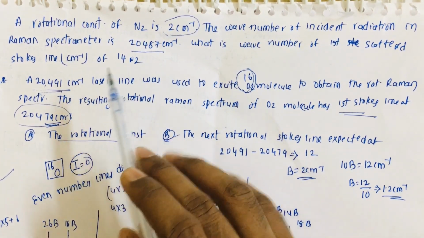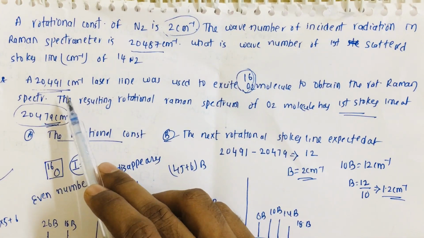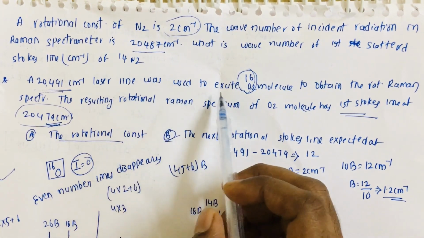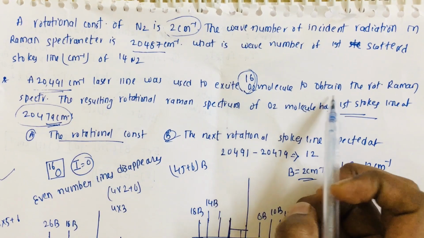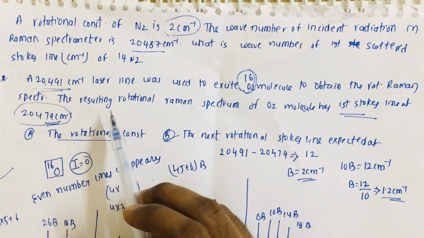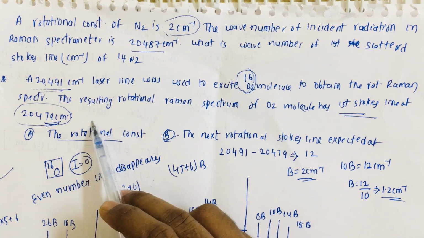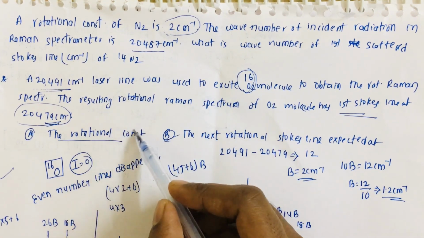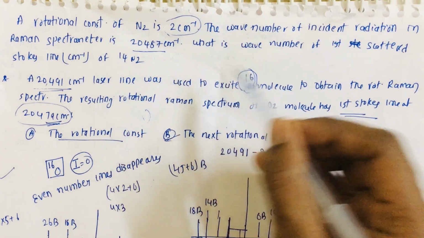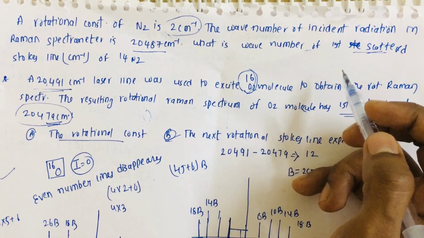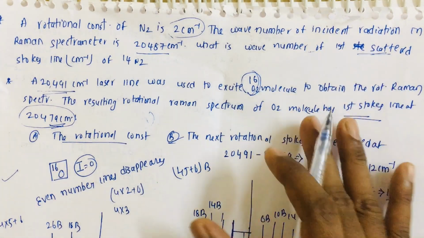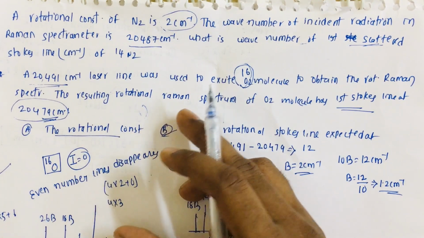And for the next problem, a 24491 centimeter inverse laser line was used to excite an O16 molecule to obtain the rotational Raman spectrum. The resulting rotational Raman spectrum of the O2 molecule has the first Stokes line at this one. So we have to identify the B value here, and we have to identify where the next Stokes line is coming. So we'll see these two problems, and I also have many other problems.